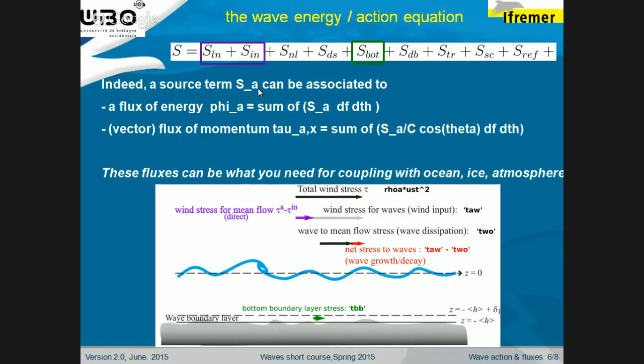Now, WaveWatch doesn't output the full spectrum of the source term. But you can recompute the source term diagnostically by post-processing the spectra at the points, and so we'll probably do that. I don't know if we'll do that tomorrow, but as part of the model post-processing, it's possible to recompute the source term corresponding to the spectra.